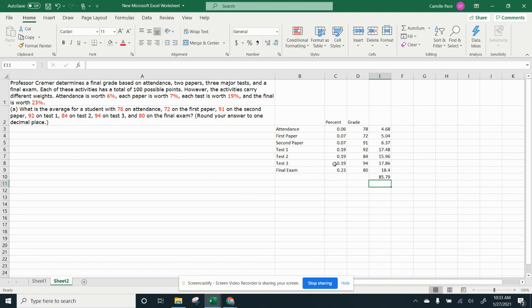So if you see here, I put my percentages in. And again, I put them as a decimal because remember, 6% as a decimal is 0.06. So again, I made my percentage a decimal. It makes the math a lot easier. If you leave it at 6, it's going to give you a crazy value.